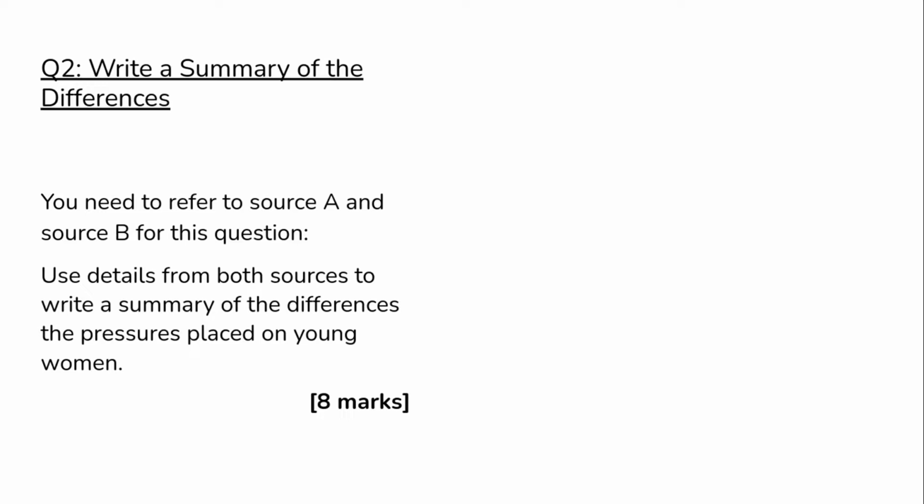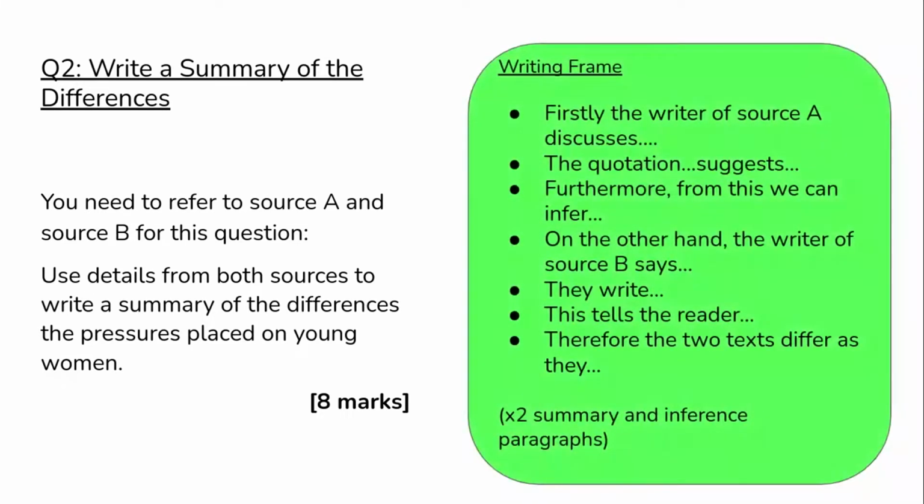You need to use details from both of the sources to write a summary of the differences, the pressures placed on young women. Now that refers to the specific paper I'm going to be looking at in future videos. Now, on the right here is a writing frame. Firstly, the writer of source A discusses, the quotation suggests, furthermore from this we can infer. On the other hand, the writer of source B says, they write, this tells the reader, therefore the 2 texts differ as they. Now, that would be one paragraph that we're looking at up there.